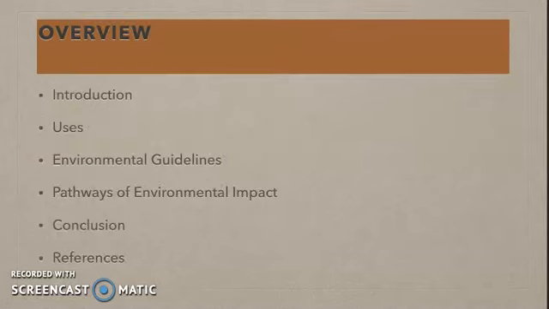After an introduction of what copper is, I will cover its common uses, to include copper's role in physiological processes, current environmental guidelines concerning amounts of copper in the environment, the pathways copper takes in terms of environmental impact, and a short case study.